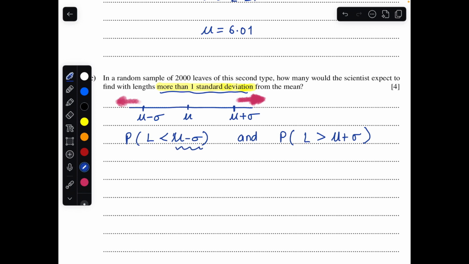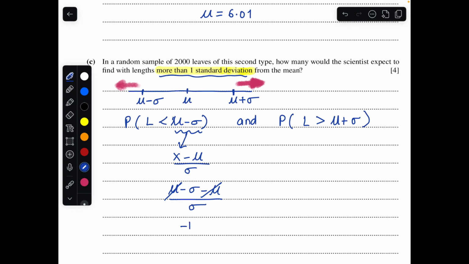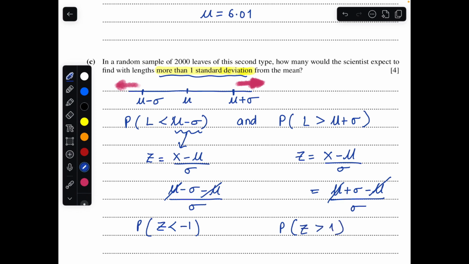So this is your x value. This is basically your x minus mean over sigma. If you substitute one of them, I'm just going to show you. Mean minus sigma minus mean over sigma is going to give you negative 1. So the z-score is going to be negative 1. And on this side, if you substitute, it's again the formula x minus mean over standard deviation. Your x is mean plus sigma, minus mean over sigma. That gives you the probability of z-score greater than positive 1.